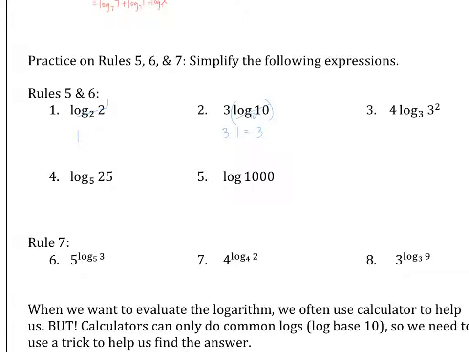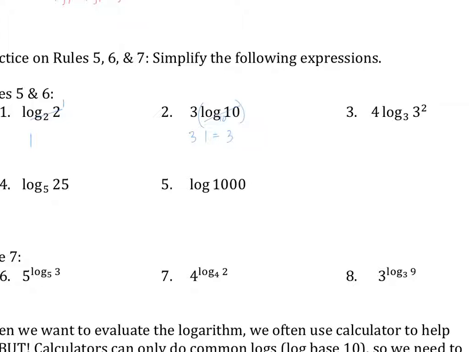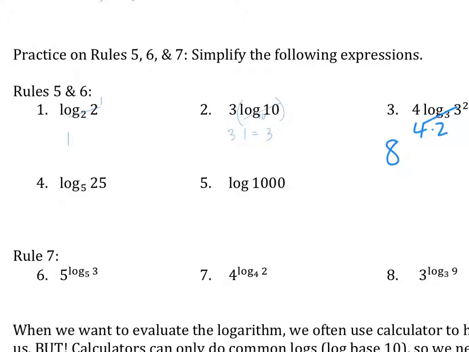All right, let's go over the answers. Giselle, can you do number 3? 8, good. So log base 3 of 3, that cancels, is just 4 times 2, which is 8. Andrew, number 4. I got 2. Yes. So log base 5 of 5 squared. 25 is 5 squared, so that's gone. So it's just 2.